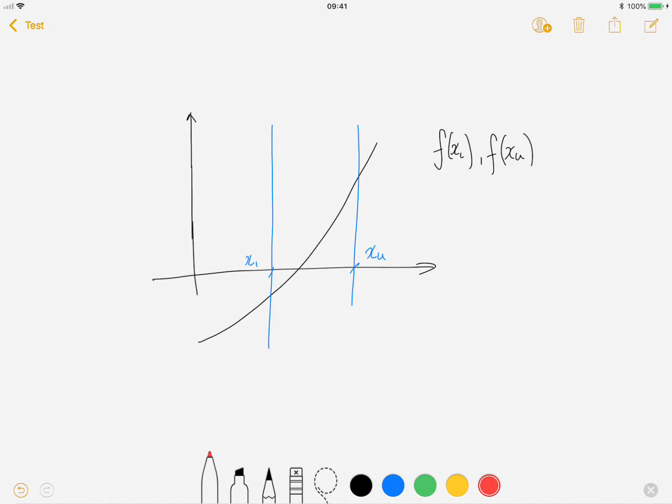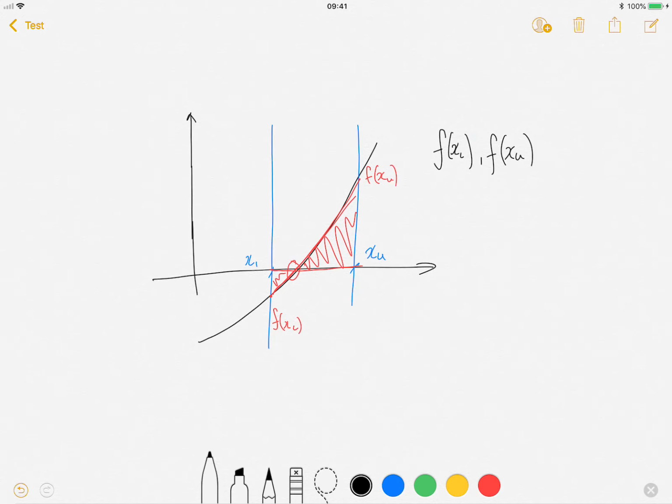So if we join this, f of x upper with f of x lower, can you see that we have now created a triangle? And the intersection, so we've joined f of xl with f of xu with a straight line, and the intersection is going to be our approximation of the root. And we can use similar triangles to calculate that position.